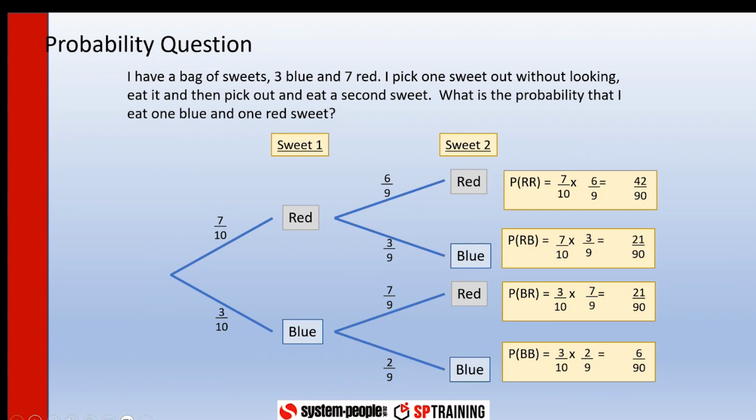3/10 times 2/9. So we're looking at this question at these two middle probabilities, the 21 over 90 and the 21 over 90, because they're where we've got 1 red and 1 blue sweet. And we would simply add those two together to get the answer 42 out of 90, which we can simplify to 7 over 15. So the probability from this probability tree of getting 1 blue and 1 red sweet is 7 over 15.